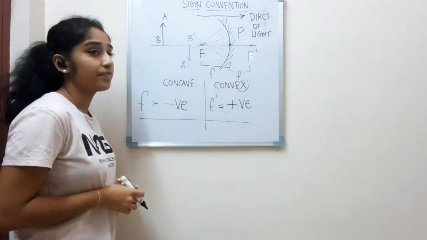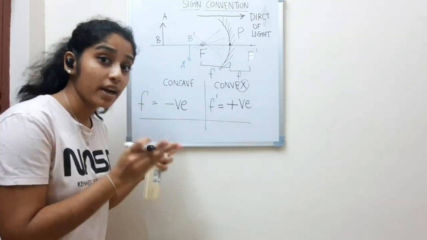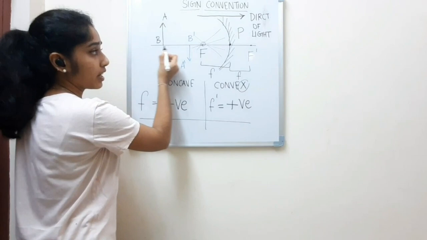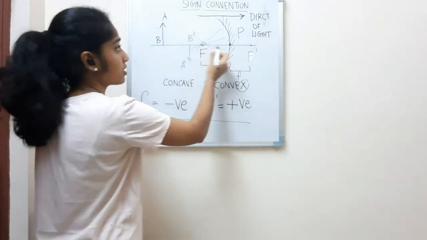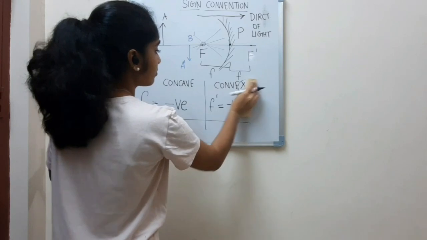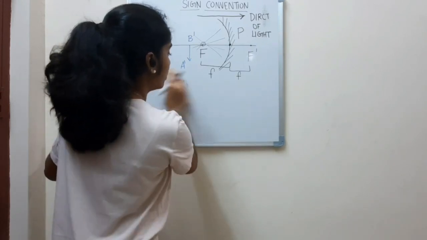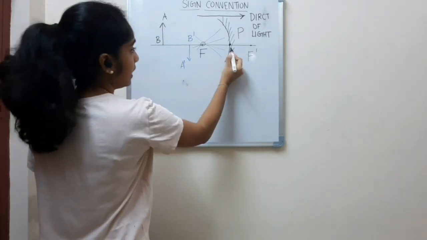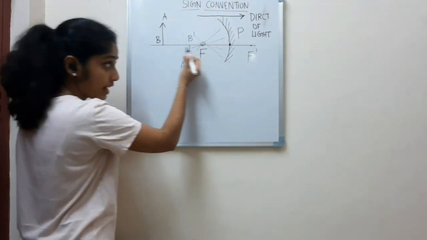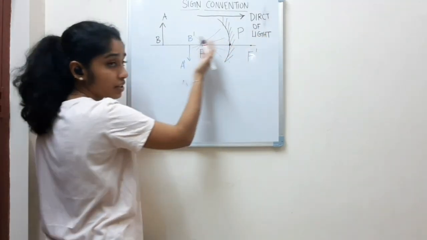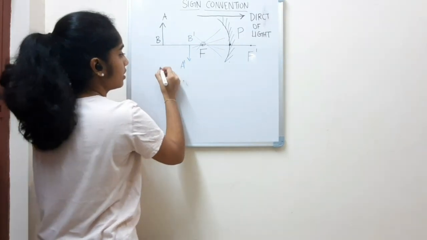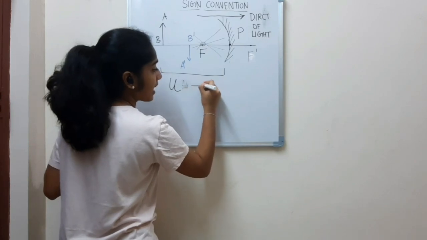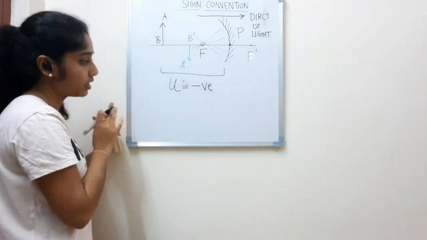Now you want to measure the object distance. At what distance the object is from the mirror, right? So this is your object and this is your pole. Now you want to measure this distance, right? Let's say from P to B, you've got to move towards the left, right? Which is opposite to the direction of light. So this will be your U, your object distance, being negative because you're moving towards the left, right?